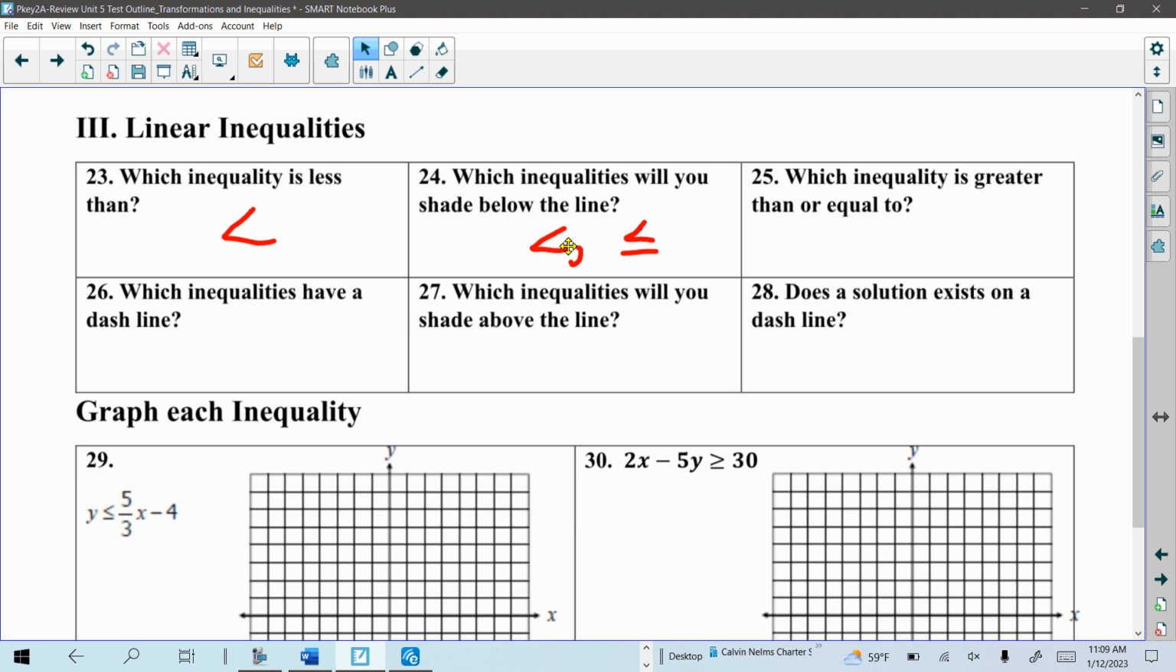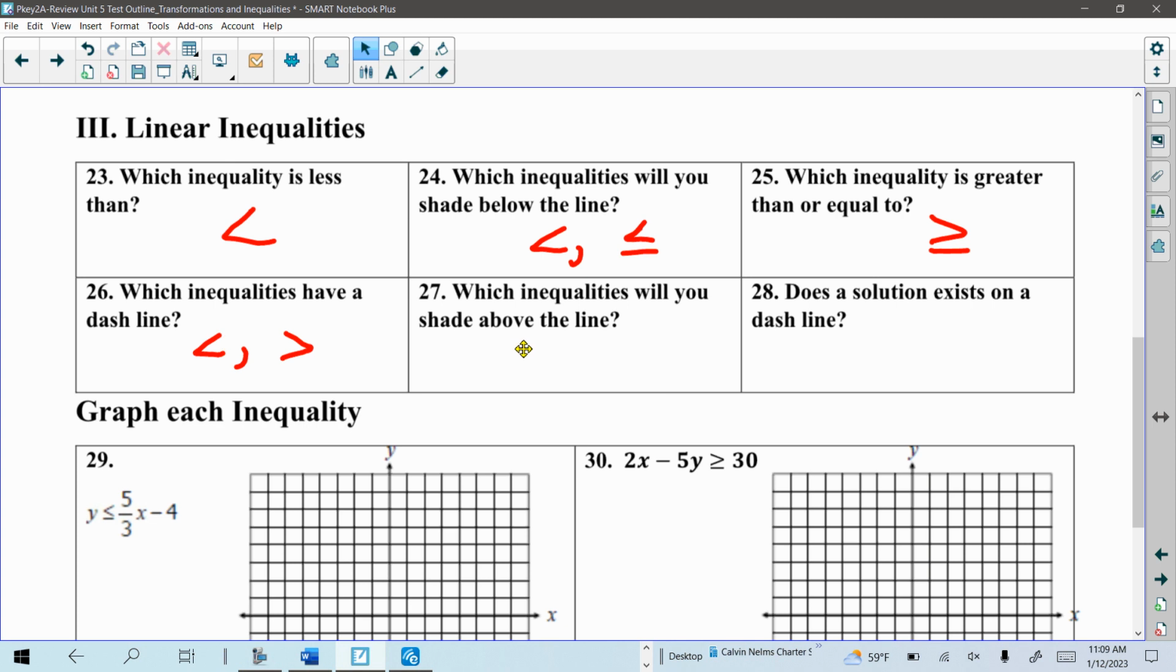Let's go. Which inequality is greater than or equal to? Yep, it should be pointing the other direction. Which inequalities have a dashed line? Yep, the ones without the line on the bottom. See, if you personalize it, put it in your own words, it'll stick. All right, which inequality will you shade above the line?